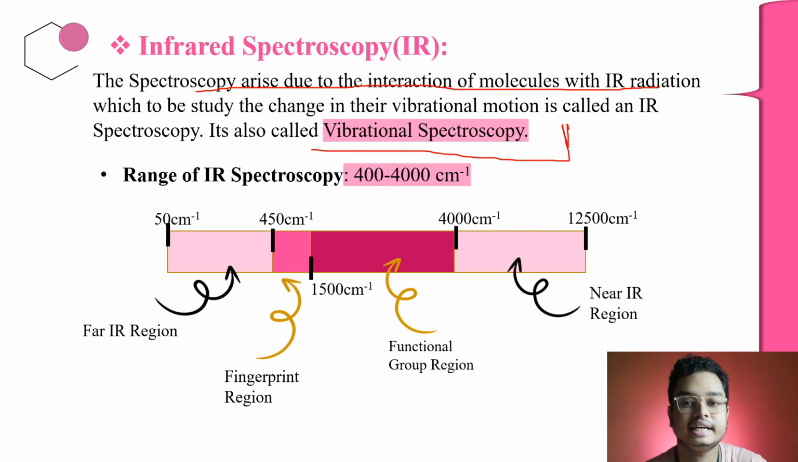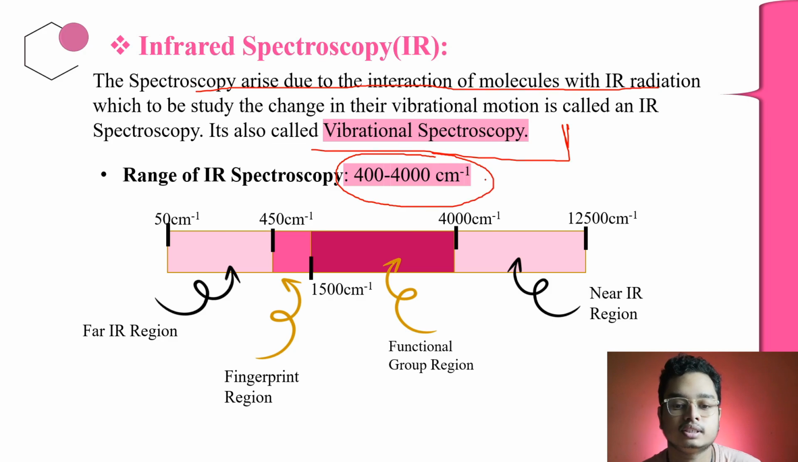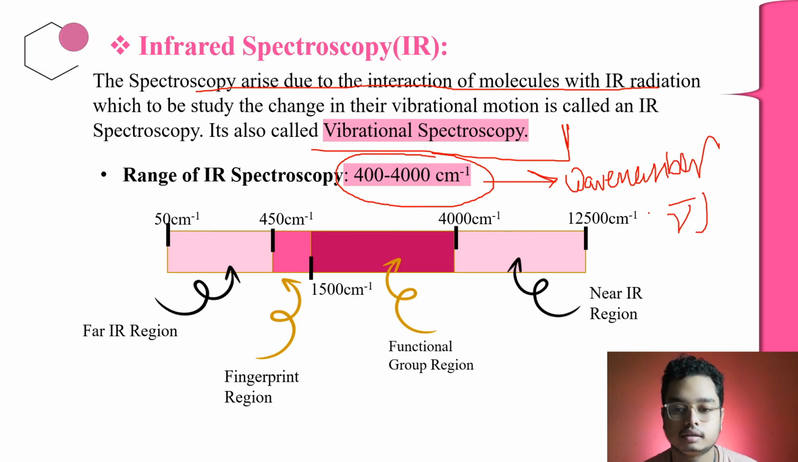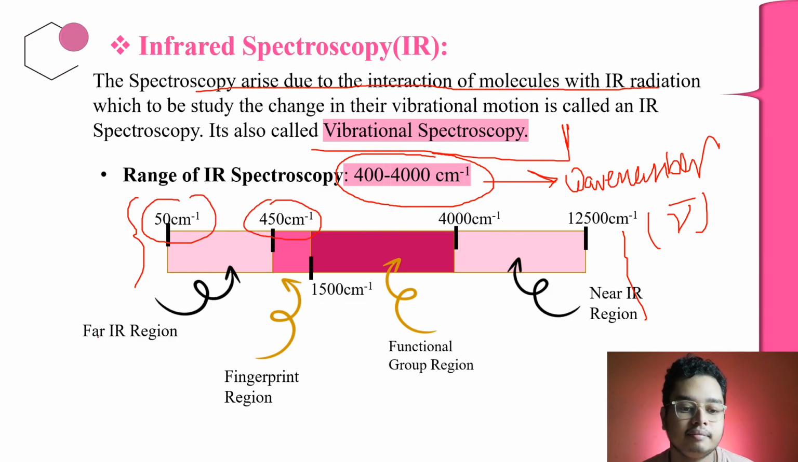So what is the range of IR spectroscopy? The range of IR spectroscopy is 400 to 4000 centimeter inverse, given in the wave number form, associated with nu bar. Here you can see the ranges of IR, where 50 centimeter inverse to 450 centimeter inverse is the far IR region, which is not important from the organic spectroscopy point of view.